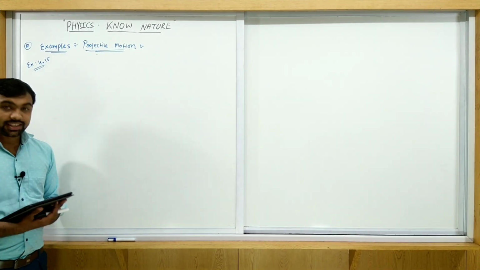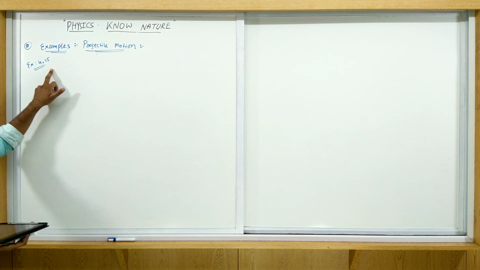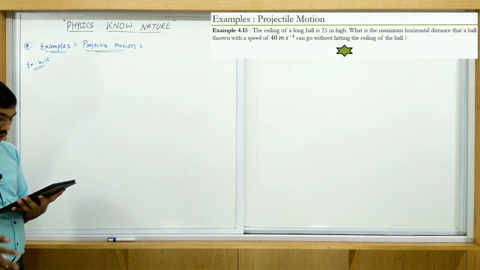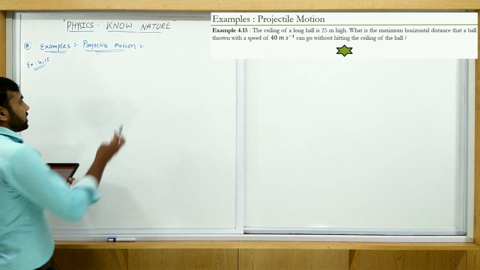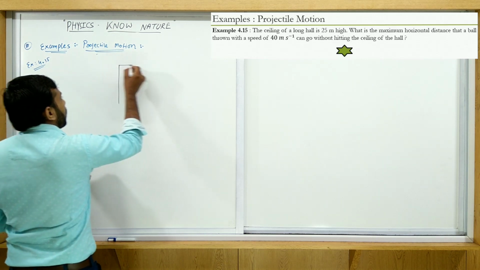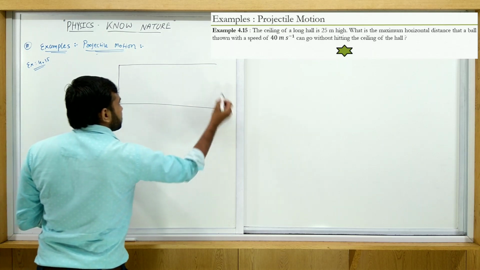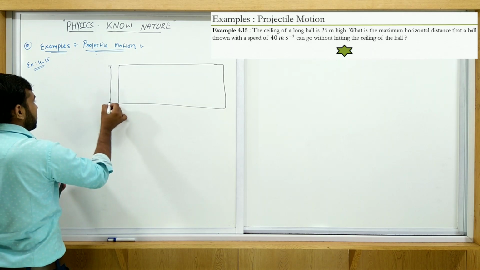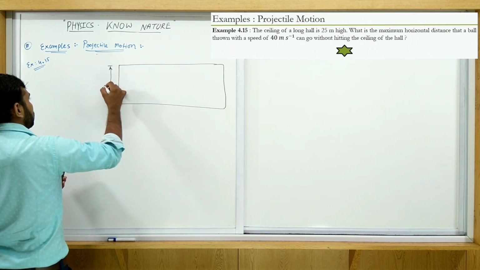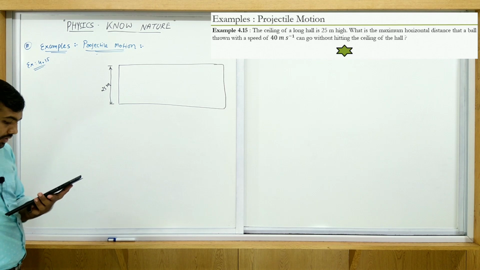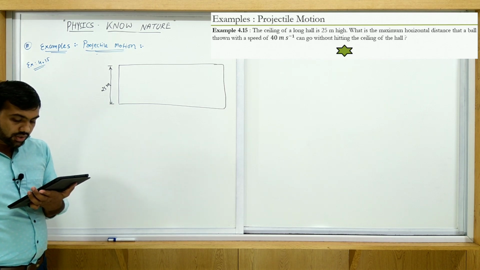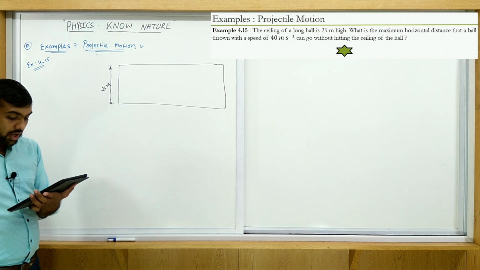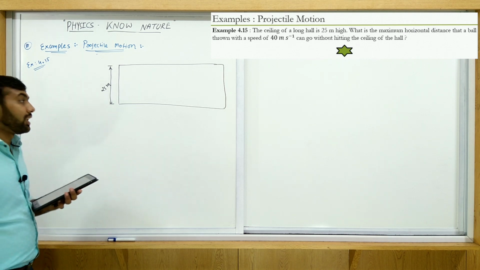Okay, let's see the next example. Example number 4.15 from the textbook. What is the problem statement? The ceiling of a long hall is 25 meters high. It means suppose it's considered a long hall, a very long hall. Its ceiling height is 25 meters. That is the given data. What is the maximum horizontal distance that a ball thrown with a speed of 40 meters per second can go without hitting the ceiling?